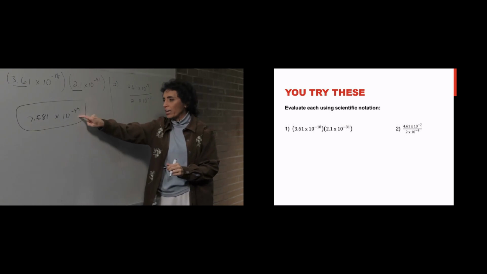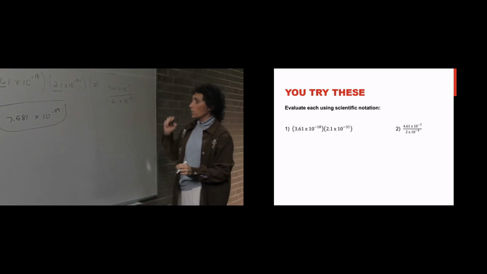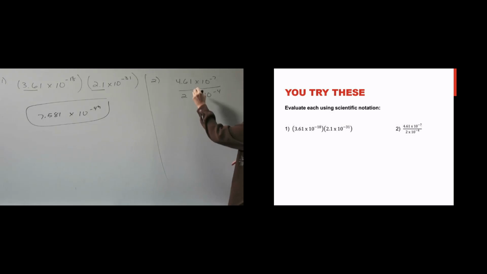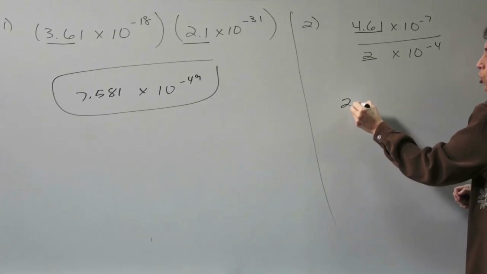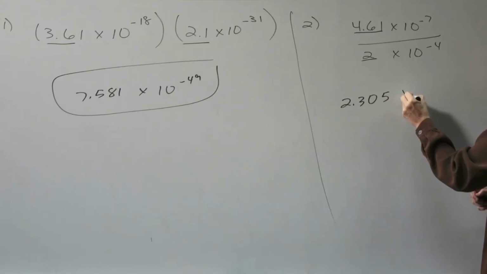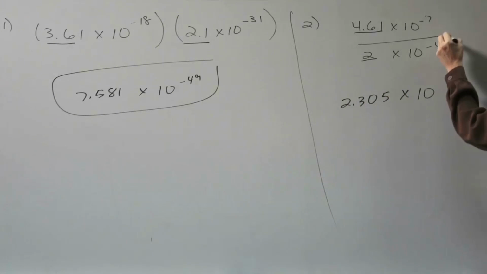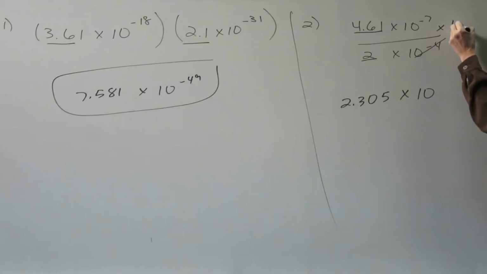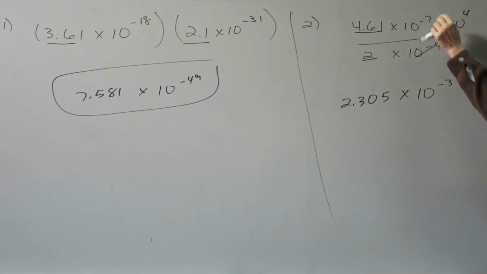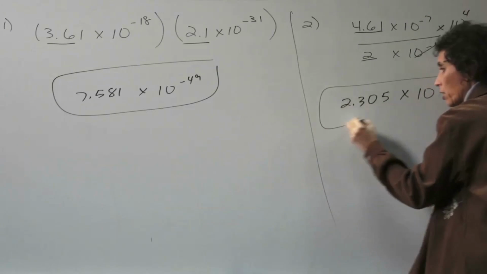All right, remember, negative exponents are okay. Take a look at this one. I have to divide, so I'm going to divide 4.61 and 2. When I do that, I get 2.305 times 10. Remember what I'm going to do? I'm going to bring this up, cross the line, change the sign of the exponent, okay? And I get negative 3, because negative 7 and a positive 4 is negative 3. And I am done here.